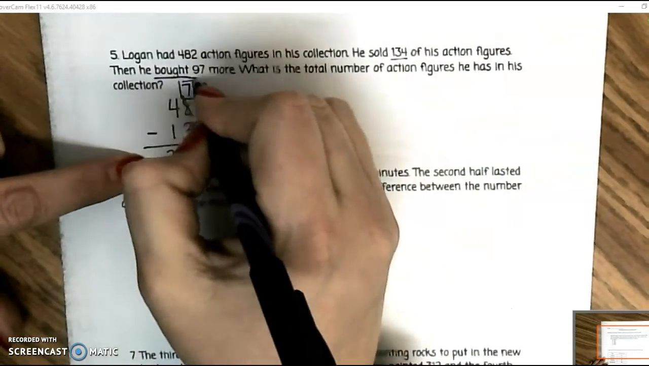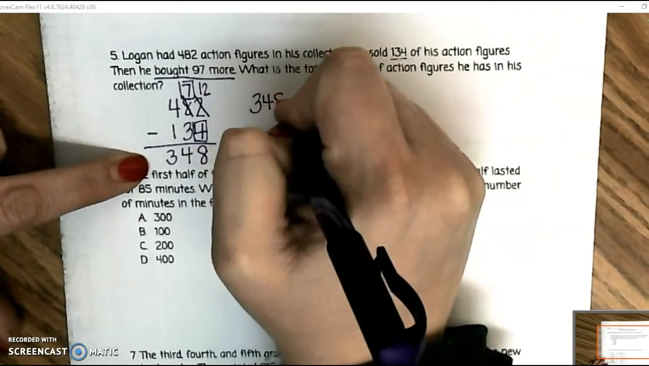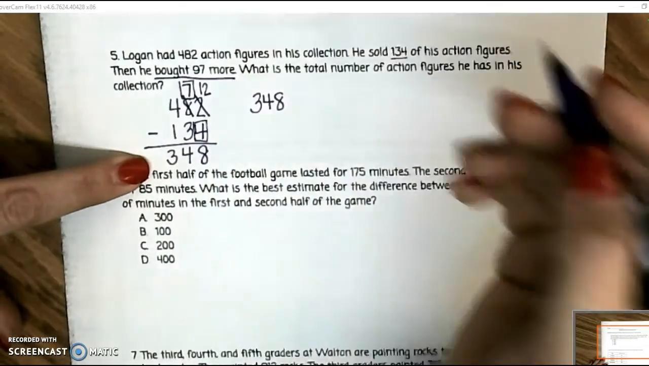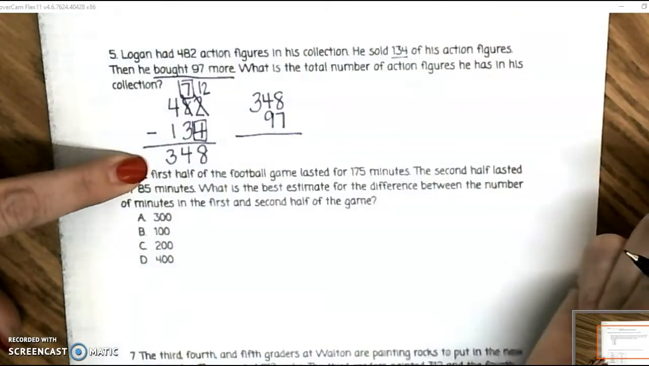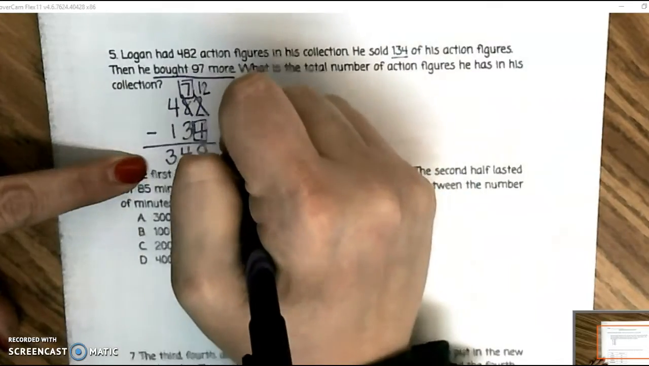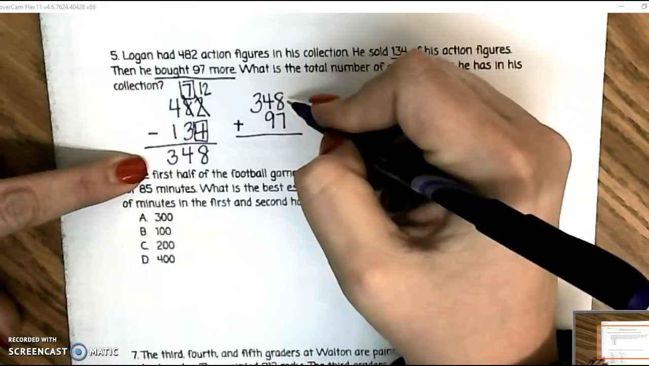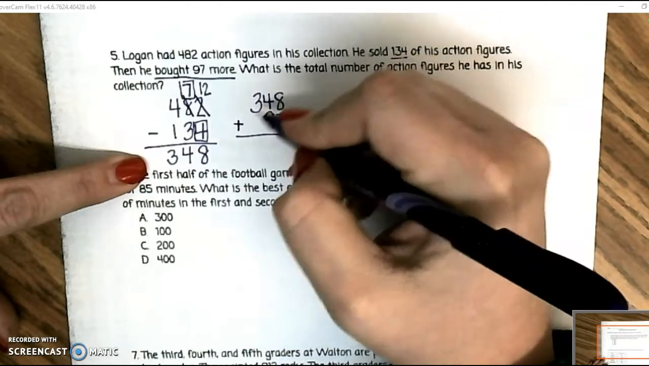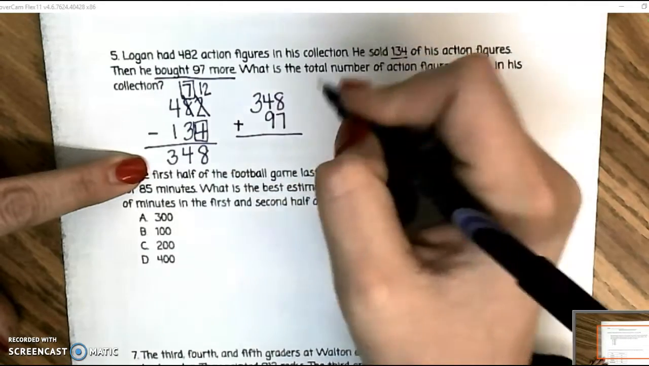But then he bought 97 more. So we're going to take how many he had after he sold some, and then we're going to take the amount he bought. And since he bought them, when we buy things, we're getting more of it, so we are going to add. Then we can solve. In the one space, I have 8 plus 7. 8 plus 7 is 15.